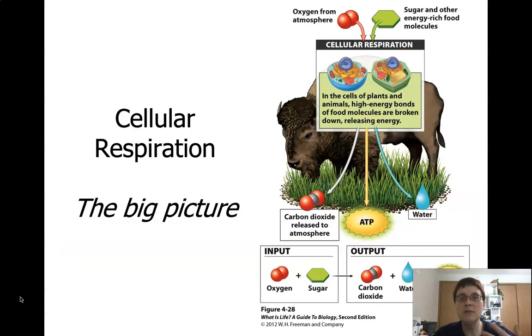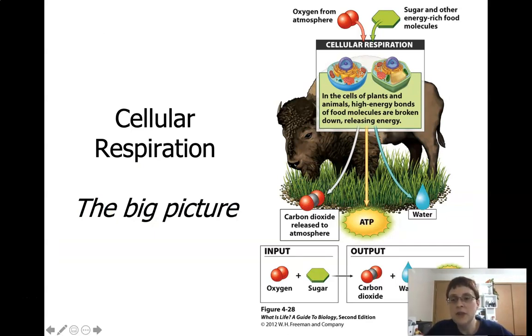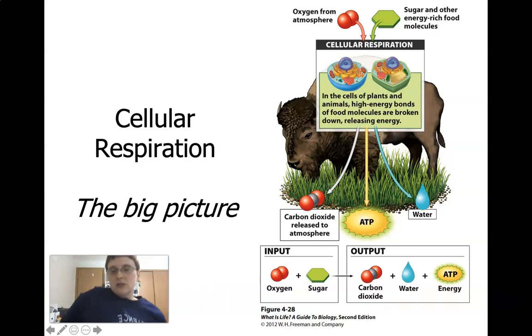We're going to do the same thing with cellular respiration that we did with photosynthesis. We're going to do the big picture, so take a look at the inputs and outputs, and then we're going to take a look at the steps in detail.